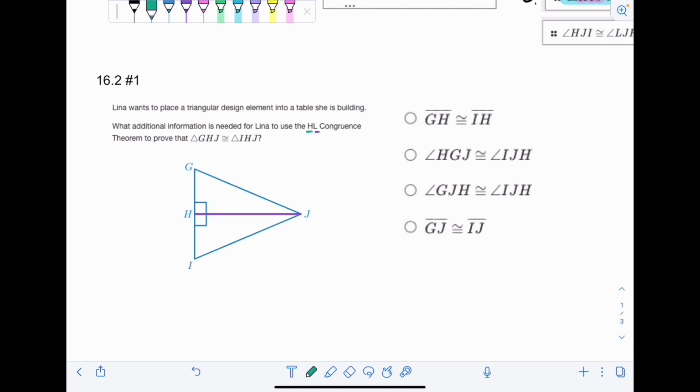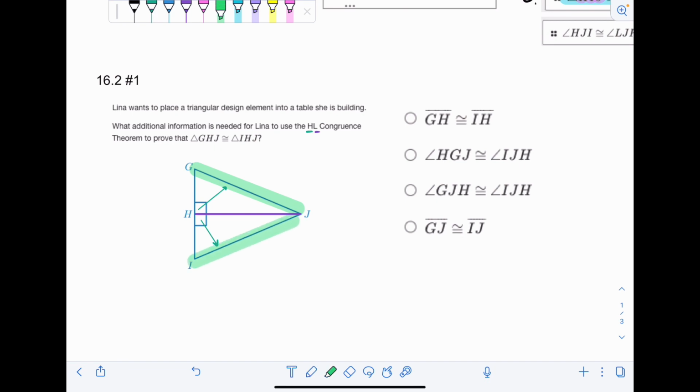So the hypotenuse is always the longest side of a right triangle. It's also the side that's opposite the right angle. So on the top triangle, it would be GJ. And then on the bottom triangle, it would be IJ. So that's the missing information that I need.